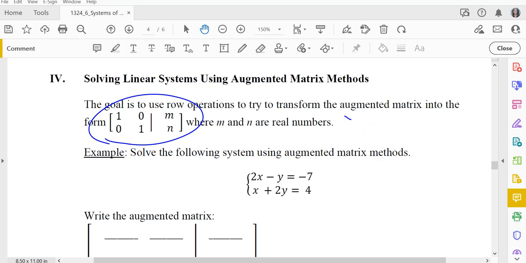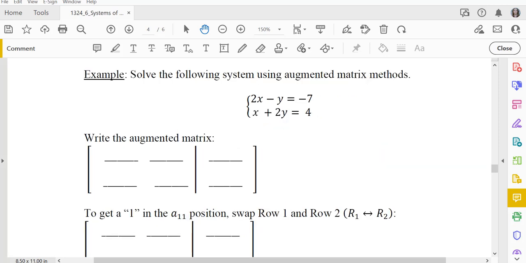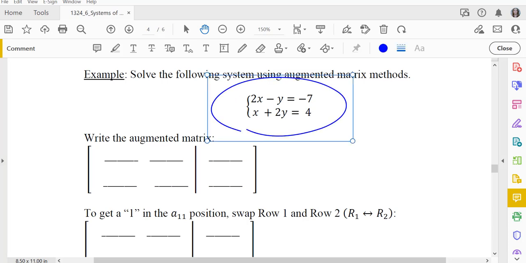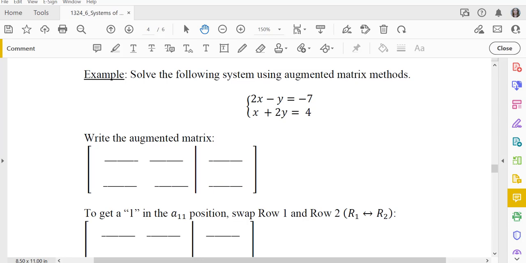All right, so let's go do an example. Solve the following system using augmented matrix methods. So they give you the system. First thing you want to do is write the augmented matrix. You're going to write 2, -1, -7. Then you're going to look at the second equation. What are the numbers that are out front? You're going to write 1, 2, 4.